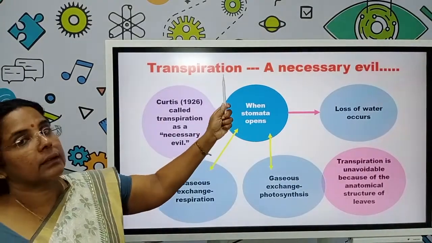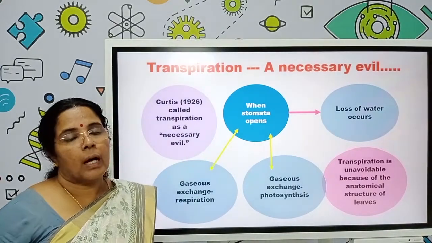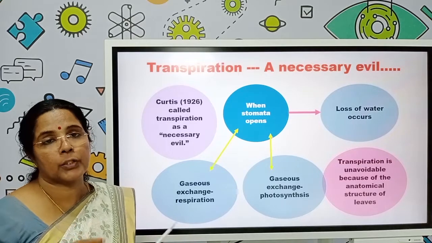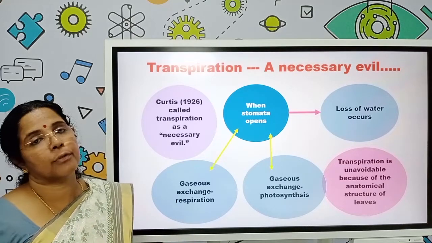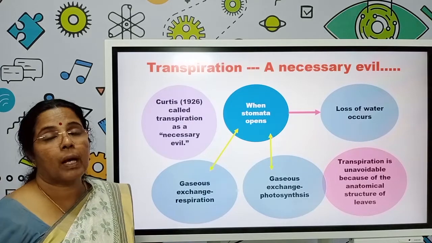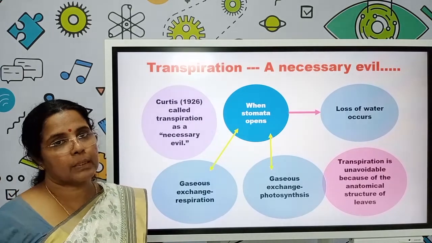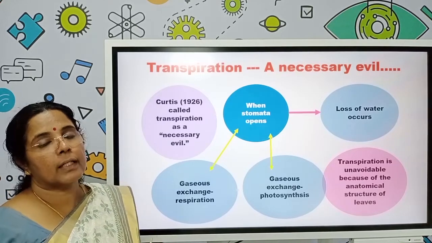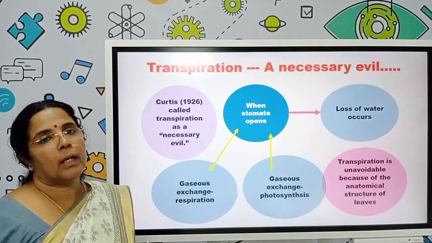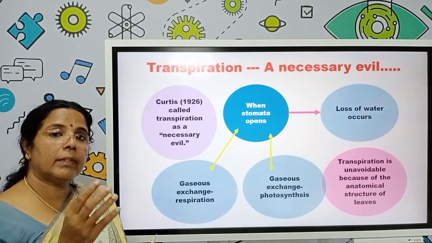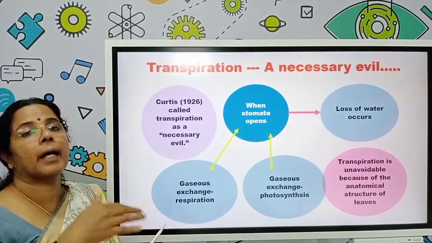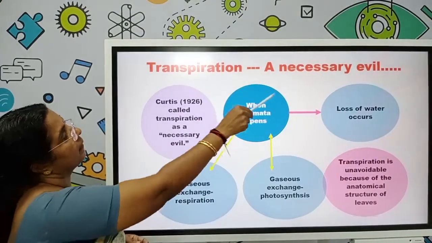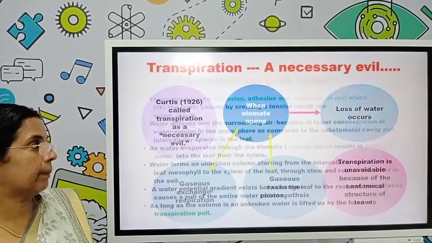Then, transpiration, a necessary evil. Whenever the stomata open for gaseous exchange during respiration and photosynthesis, automatically the loss of water also happens. So the anatomy of the leaf is in such a way that transpiration is unavoidable. At the same time, transpiration has some positive effects and also negative effects. That is why Curtis rightly called transpiration a necessary evil.